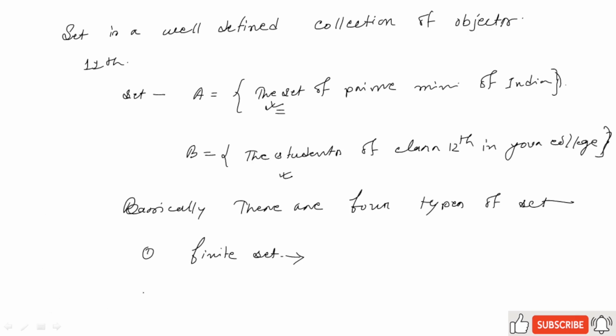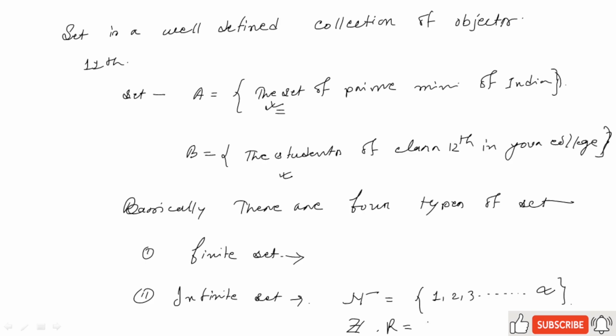Number 2 is infinite set. In an infinite set, the number of elements in a set is uncountable. Let us take an example, the set of natural numbers 1, 2, 3, which goes till infinity. This is an example of an uncountable set. Similarly, the set of integers and the set of real numbers are all uncountable sets.